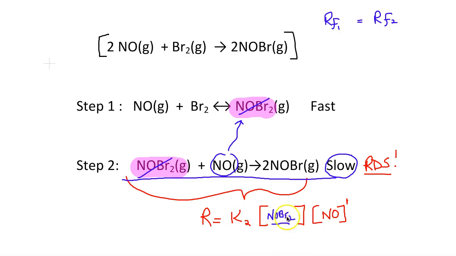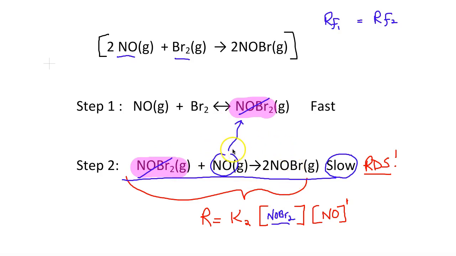I cannot relate my rate law. Remember, rate law is about the initial concentration of my reactants. My reactants are NO and Br2. Hey, that's not one of my initial reactants. I can't measure this because it's something that is made very quickly and used up very quickly. That's how intermediates work. So how do I relate it?